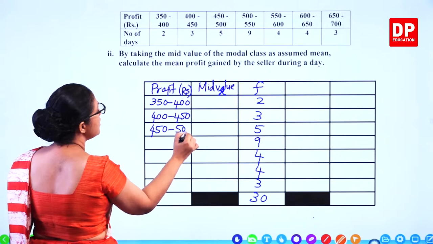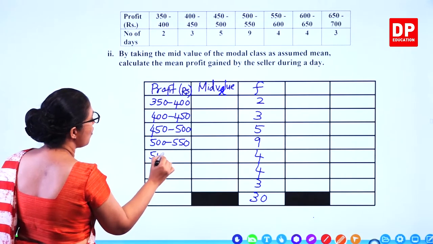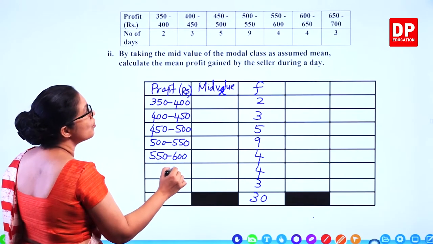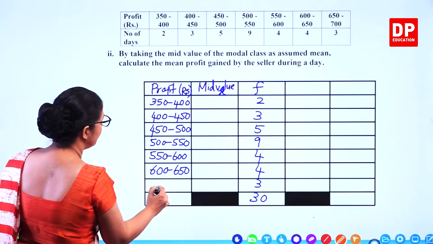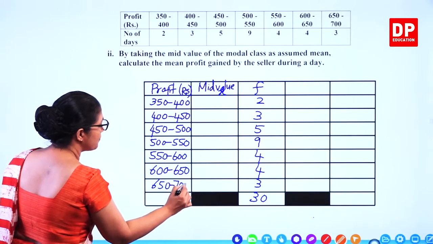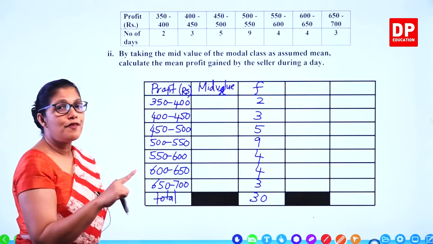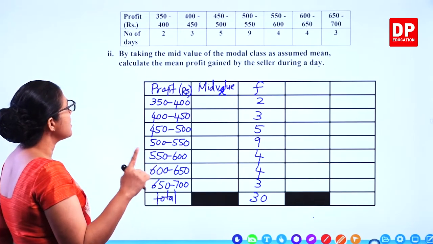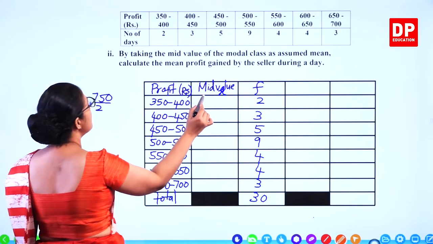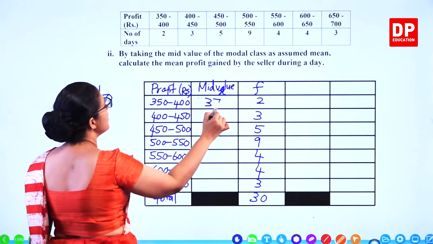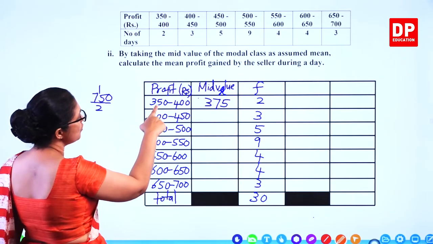First you have to write down all the intervals. And how you find out the midpoint? You have to add and divide by 2 the two boundary values. And we can find out the total as well. Mid value 350 plus 400 divided by 2. So that's 750. 750 divided by 2. You get 375. That means adding 25 to the lower bound.